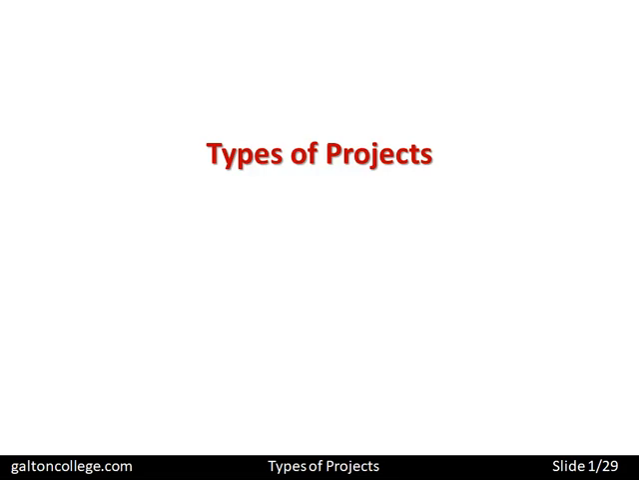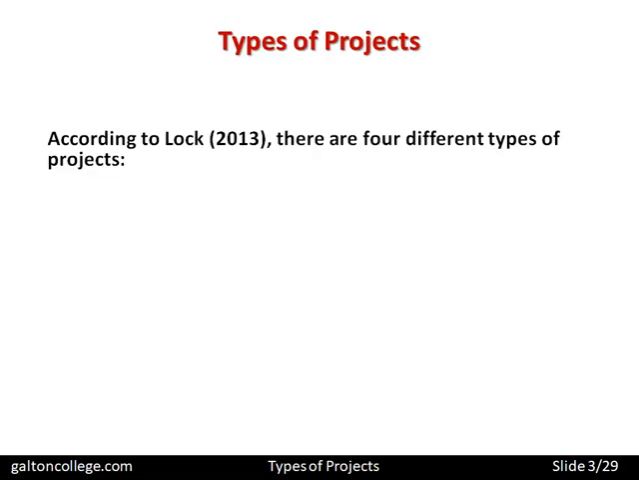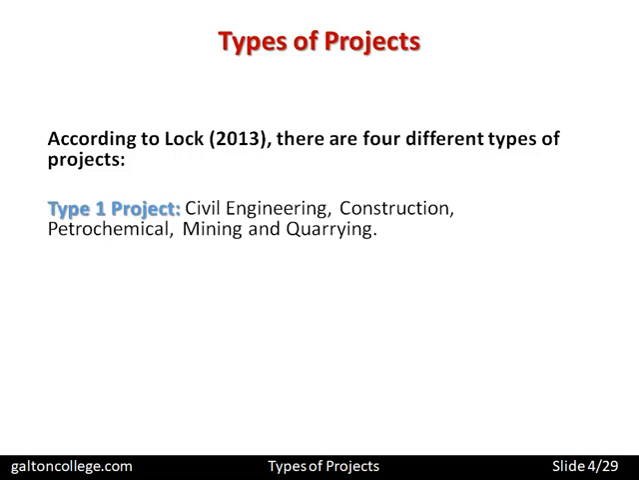This is a straightforward video that looks at the different types of projects that we may encounter. It's based on the work of Locke, 2013, and in there he suggested that there are 4 types of projects. There's type 1 projects, which are civil engineering, construction, petrochemical, mining and quarrying.